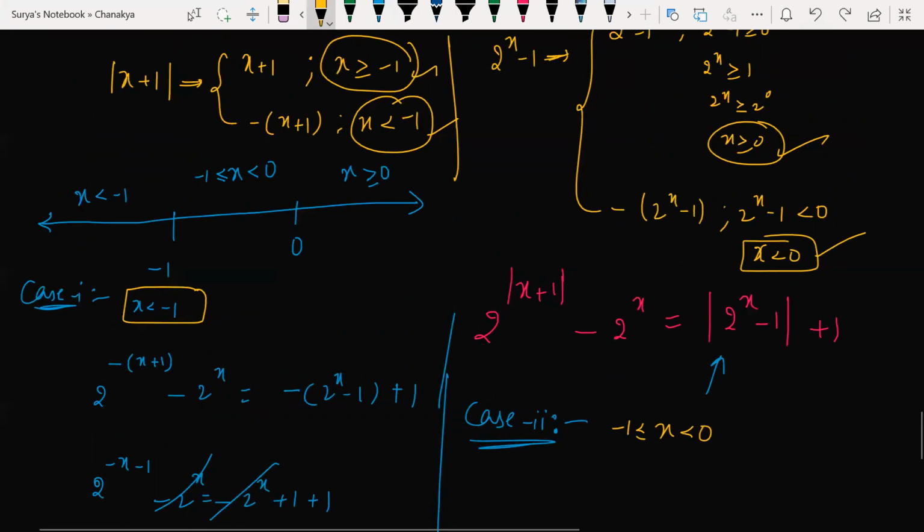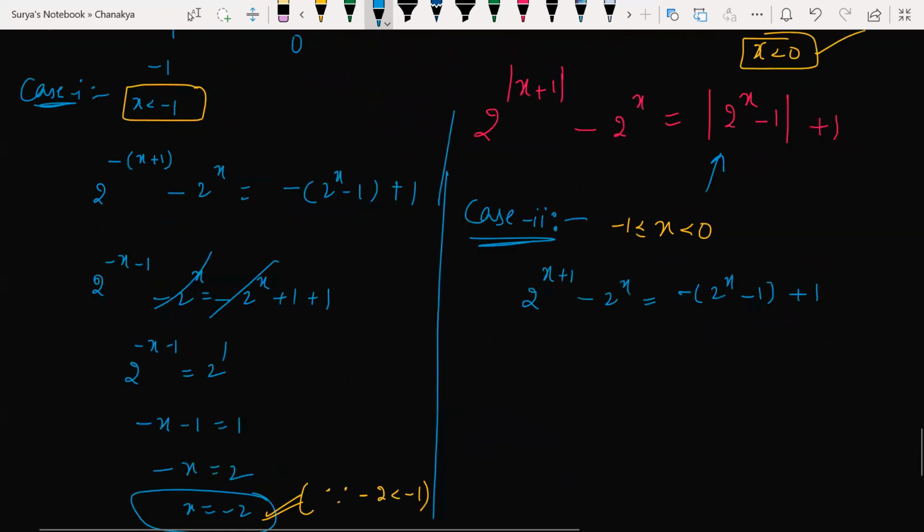2 to the power of x plus 1, when x is greater than minus 1, is nothing but 2 to the power of x plus 1 minus 2 to the power of x. How is this function going to be defined when x lies between minus 1 and 0, that is, x less than 0? Again minus plus 1, as it is, I'm writing.